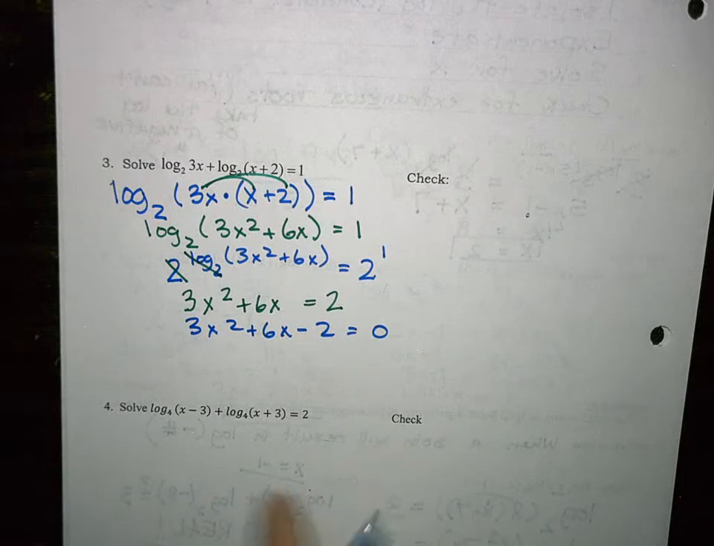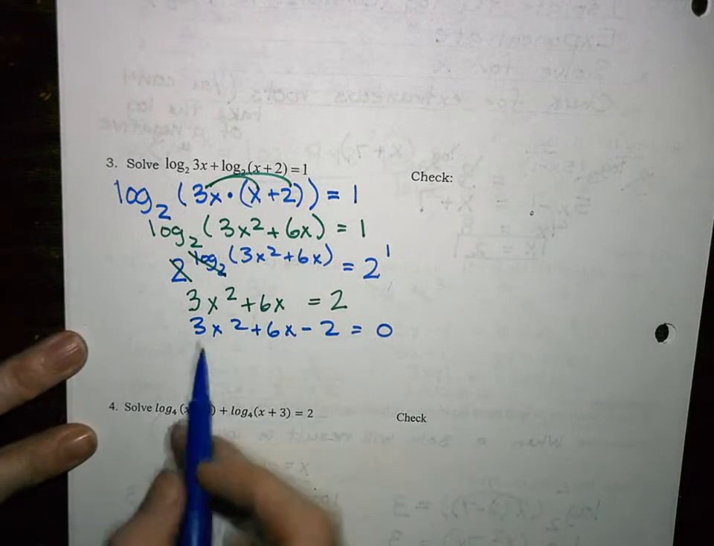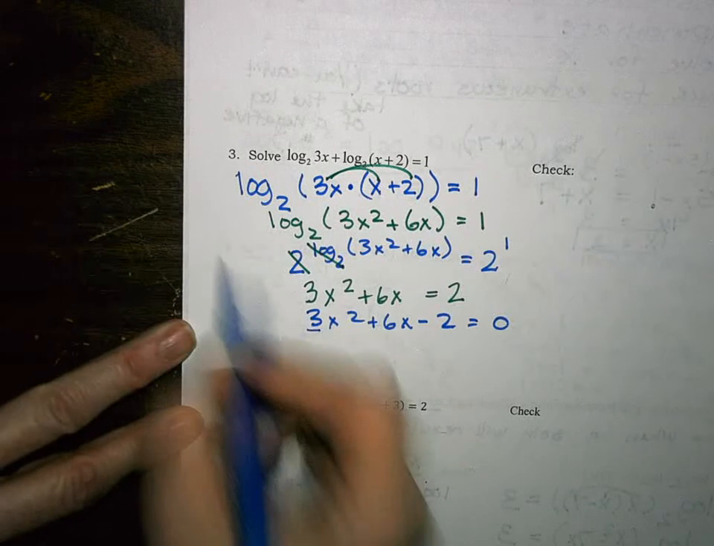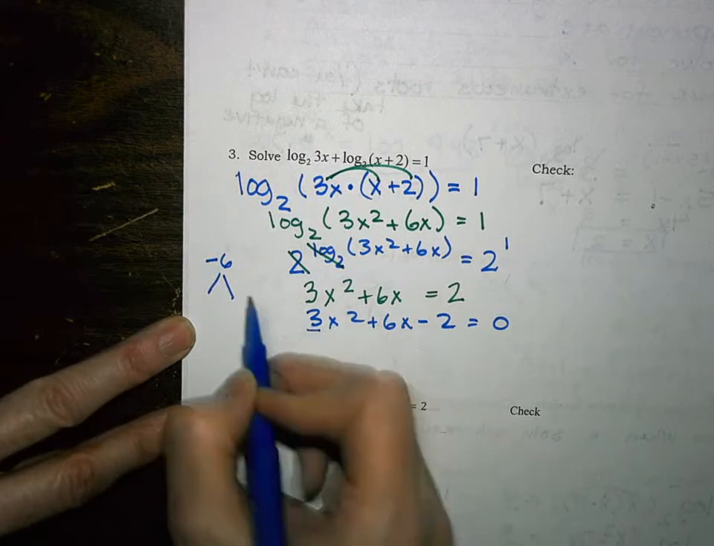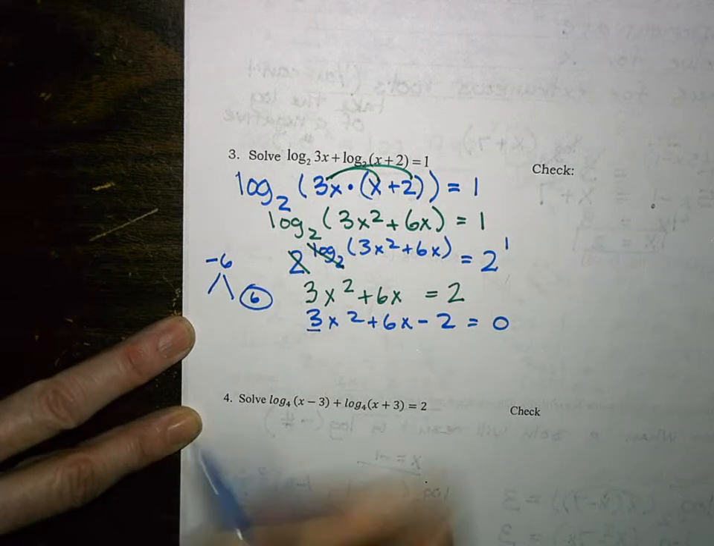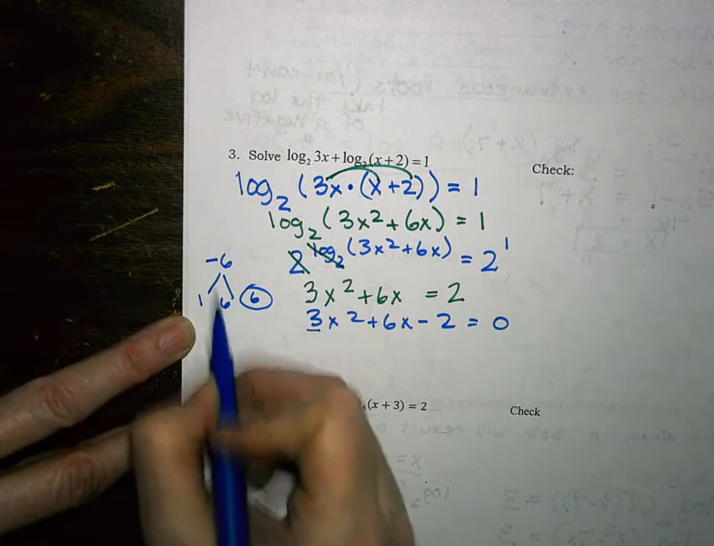Now I'm going to have to factor. See if I can factor. So when I do factoring and I have an a greater than 1, what do I do? Let's go over here. And I say negative 6. What multiplies to a times c, negative 6, but adds to 6?